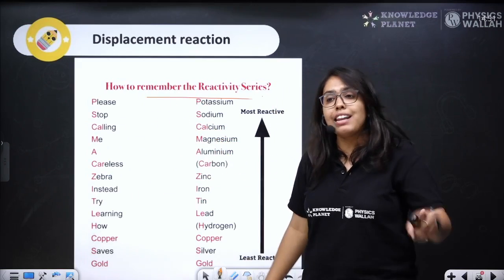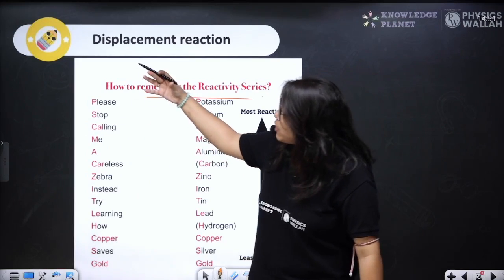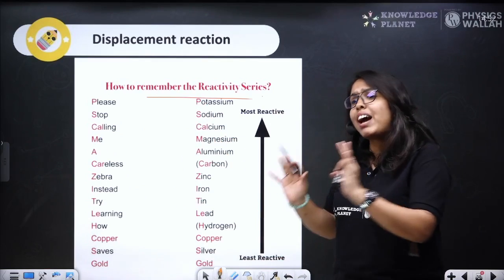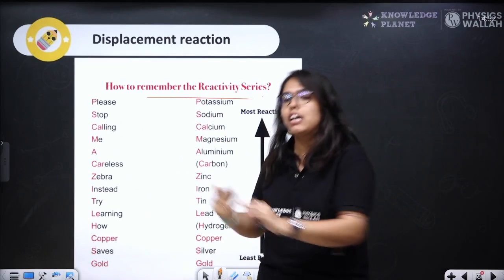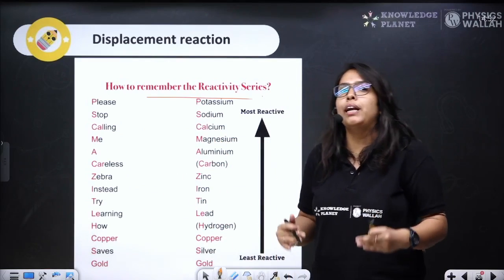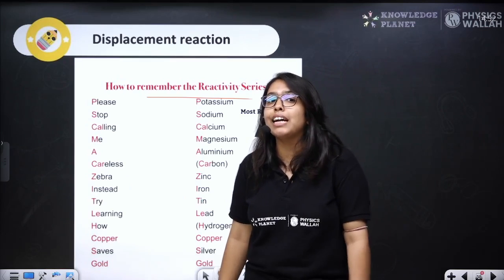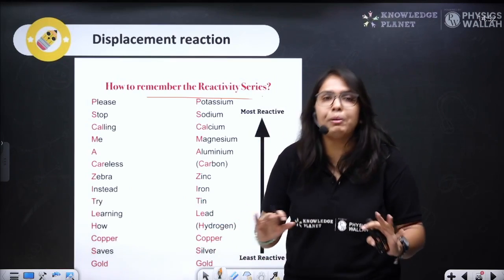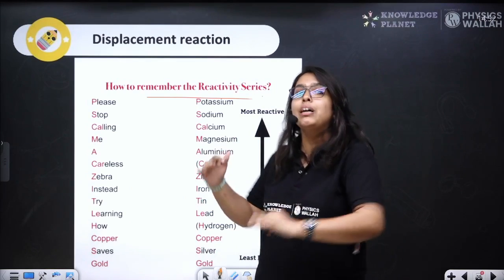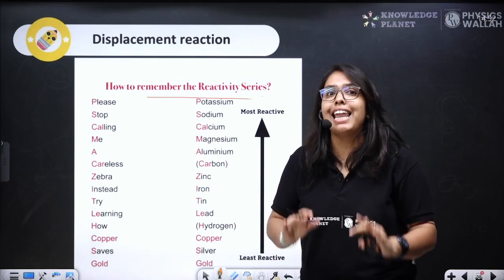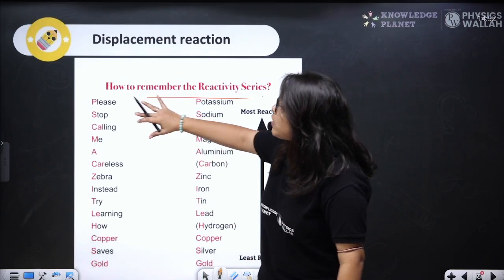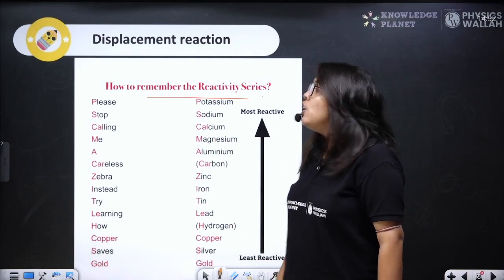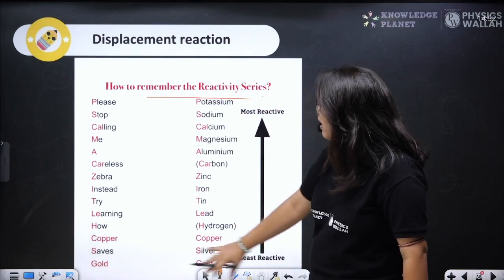Got it? I'll repeat again. Elements that are present on the top of the reactivity series are more reactive and can very happily displace the elements that are present below them. But the elements present below in the reactivity series cannot displace the elements present above them, since the reactivity is less. Whereas the elements on the top have a higher reactivity. So this is about the reactivity series.